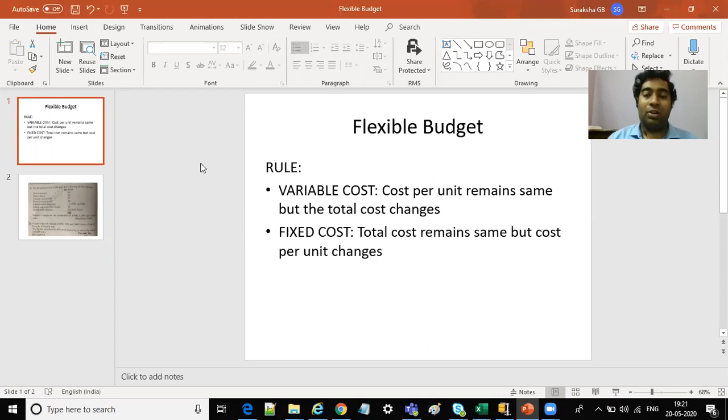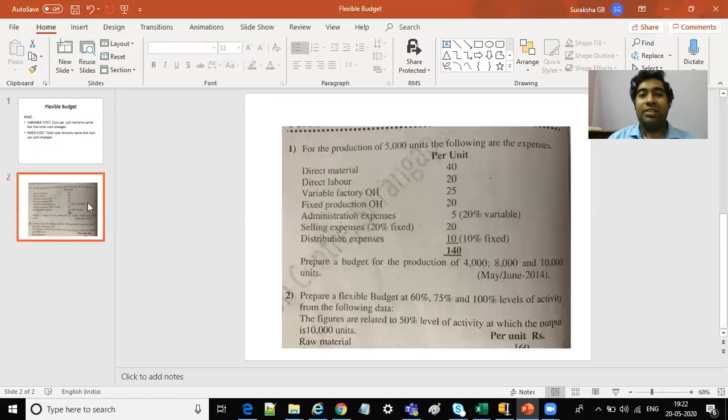For the variable cost, per unit remains the same, but the total cost changes. And for the fixed cost, total cost remains the same, but cost per unit changes. With this basic rule, I would like to take a small problem wherein I'll help you understand and solve the problem about the flexible budget. It is a very, very simple problem. Let us take this problem.